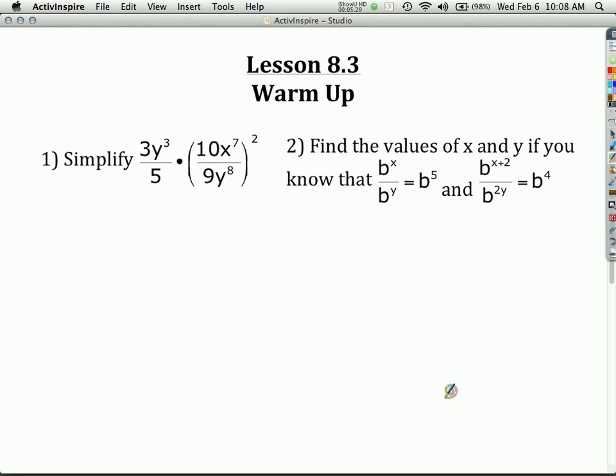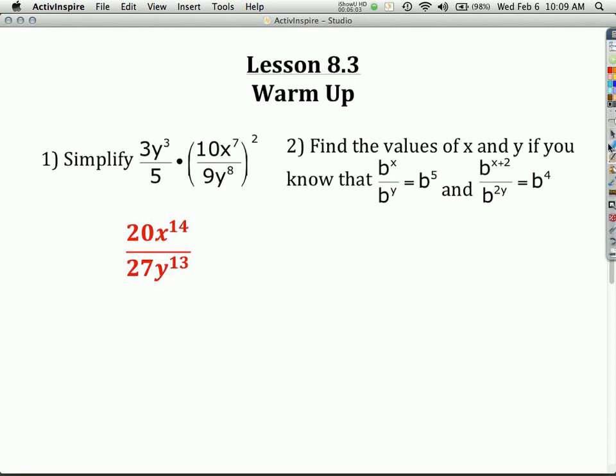20x to the 14th power and y to the negative 13th power over 27. Okay, 20x to the 14th times y to the negative 13th over 27. Okay, Abby, so you two got the same thing. So the correct answer is 20x to the 14th power over 27y to the 13th.